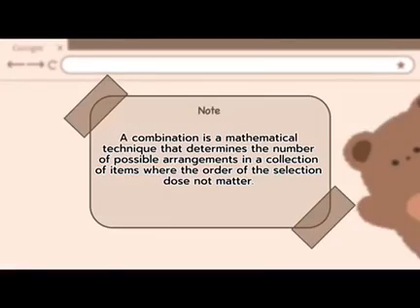A combination is a mathematical technique that determines the number of possible arrangements in a collection of items where the order of the selection does not matter.